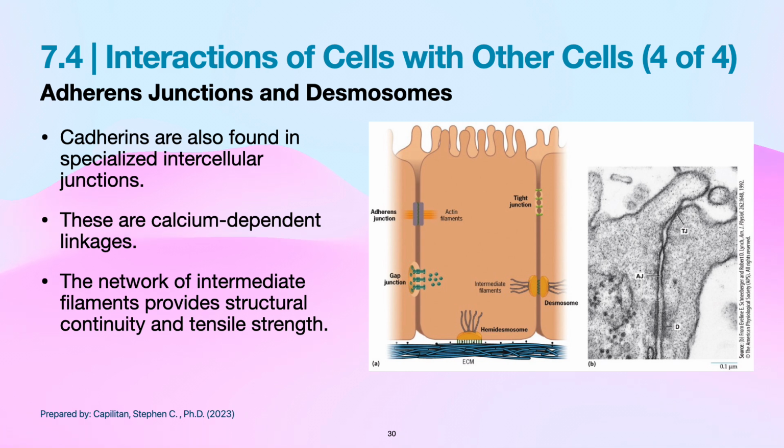Hemidesmosomes are shown at the basal cell surface. On your right is an electron micrograph of a junctional complex between two rat airway epithelial cells. There are acronyms shown here. The TJ stands for tight junction, AJ stands for adherens junction, and the D is for the desmosomes. Again, cadherins are also found in these specialized intercellular junctions. They're calcium dependent, and their networks provide intermediate filaments in structural continuity and tensile strength.